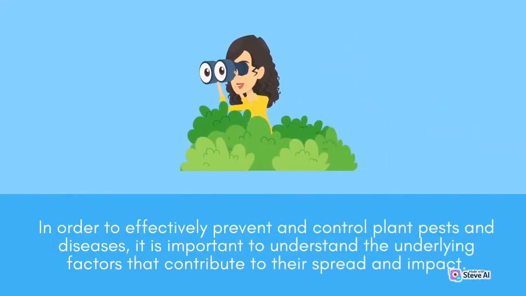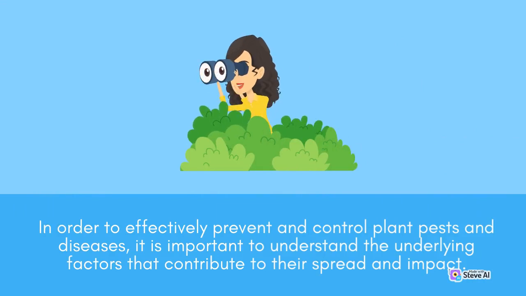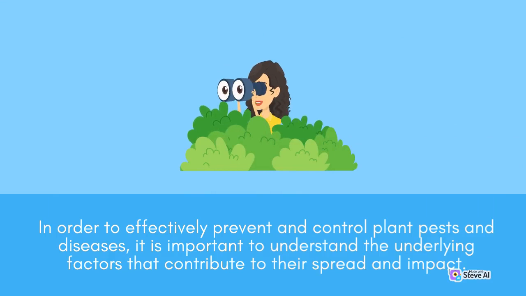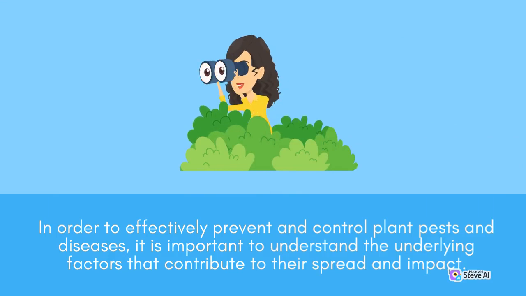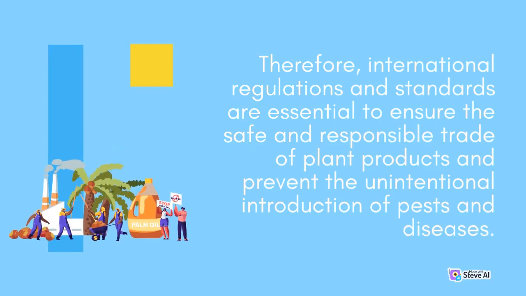In order to effectively prevent and control plant pests and diseases, it is important to understand the underlying factors that contribute to their spread and impact. One such factor is the global trade in plant products, which can facilitate the introduction and spread of pests and diseases across regions and countries. Therefore, international regulations and standards are essential to ensure the safe and responsible trade of plant products and prevent the unintentional introduction of pests and diseases.